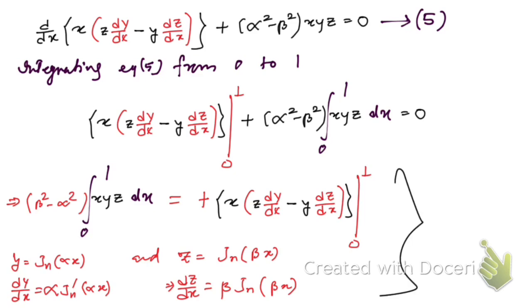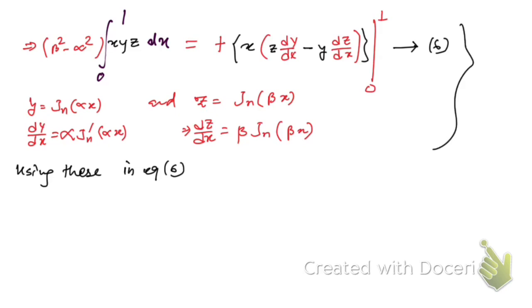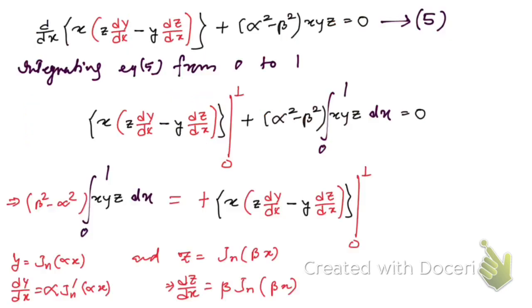Using these results, just pause the video and note it. Let me copy this part and go to a new slide. So here you see, these are the last steps we have got. This is equation number, suppose, 6. Now let me use these results in equation number 6. You don't need to repeat these things, as I have already written them in this slide. This is equation number 6.